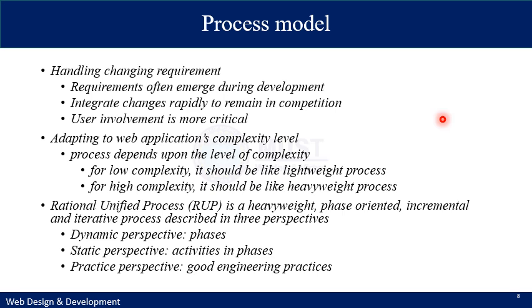A process model must be able to handle the changing requirements, because in web applications the requirements often change and sometimes they emerge during the development. So your process model must be able to handle the changing requirements. So it should not be a fixed process model such as waterfall that has fixed phases and the process is followed in a sequence, so it will be very difficult to manage the changing requirements. So the process model must be some kind of iterative or agile method that can handle the changing requirements.